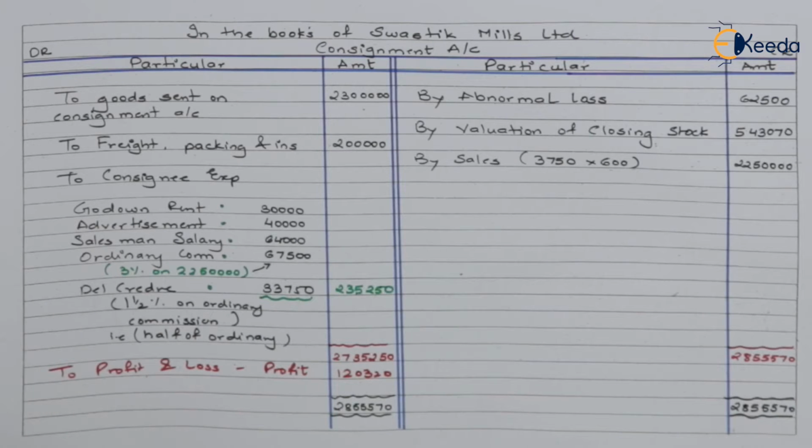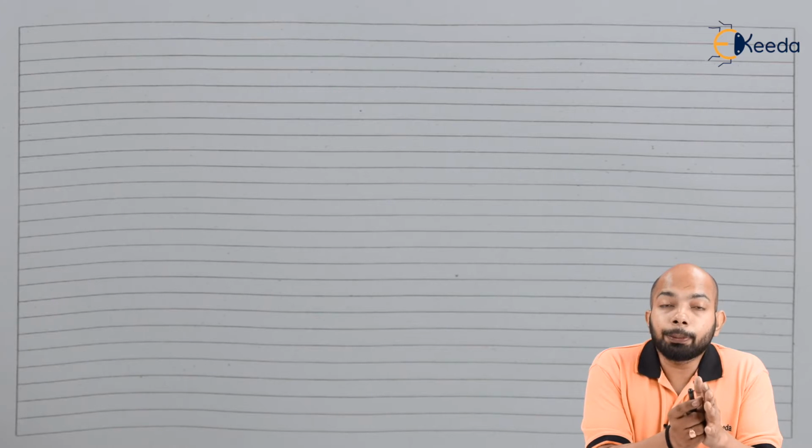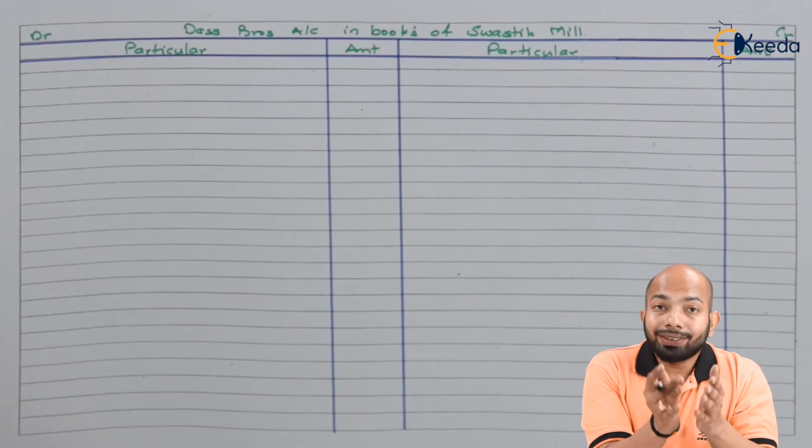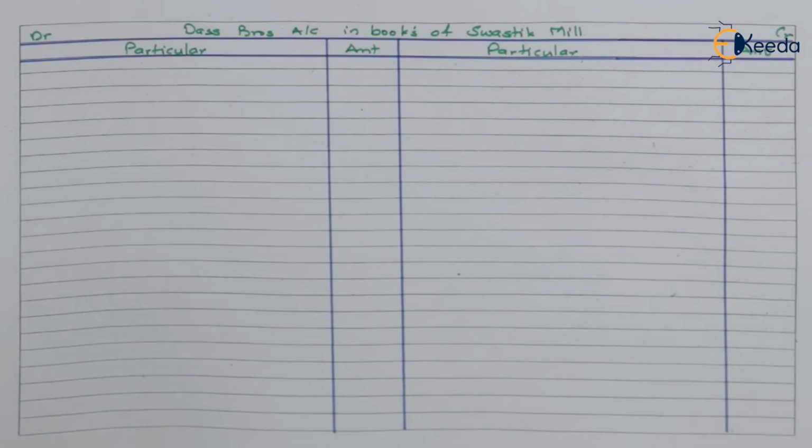Now let's prepare some other accounts in the books of consignor itself. It may be the consignee account, abnormal loss account, etc. Let's see what exactly do we have. The next one that we'll be preparing is the consignee's account here. So let's start with the consignee account now.